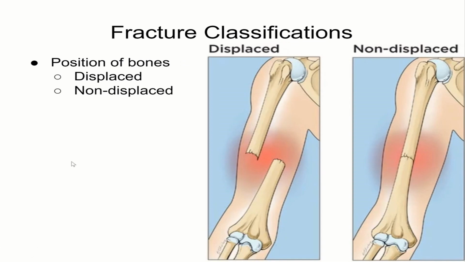The next characteristic is the position of the bones after the break. You can have a displaced break or displaced fracture where the bones no longer line up, or you can have a non-displaced fracture where the bones still line up in their original alignment.